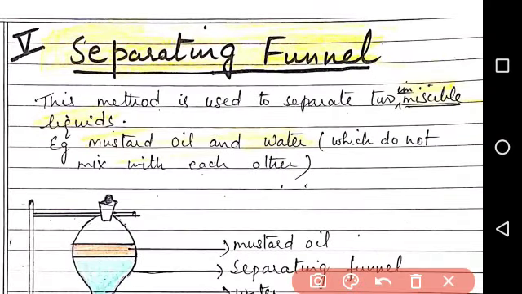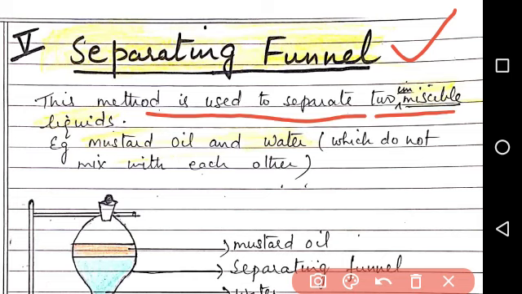The last method is the separating funnel. This method is used to separate two immiscible liquids, for example mustard oil and water. Immiscible liquids means two liquids which do not mix with each other. So oil and water do not mix with each other; they form separate layers.